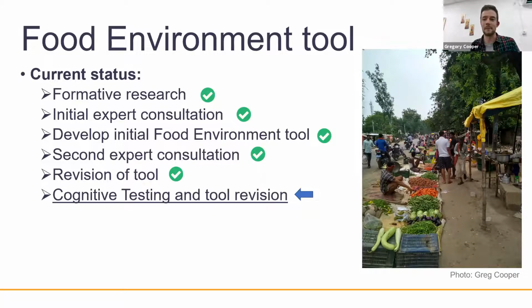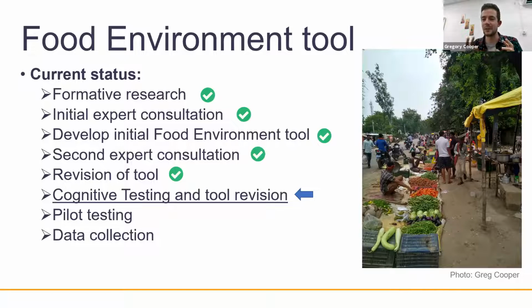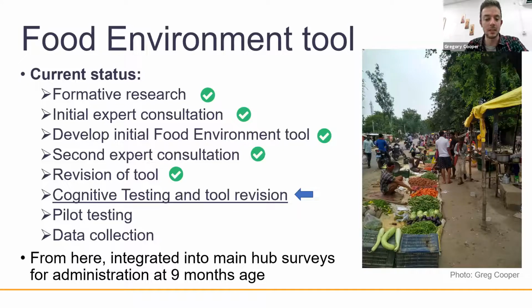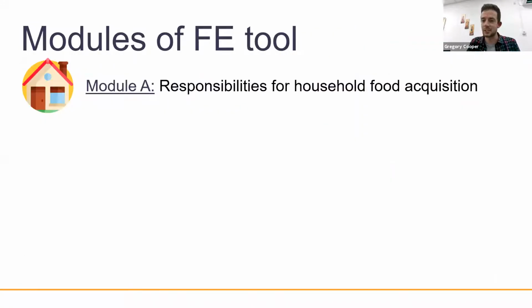So before the Hyderabad team and also the Indonesian team, who are working on this at the same time, started their field work, we had a version of the food environment tool which we were pretty happy with, but of course it hadn't been field tested. So this is where we are currently. The next stages are then pilot testing, actually collecting data around food environments, and then incorporating it into the main hub surveys. And I should just say, I forgot to mention at the start, if you have any questions, please feel free to post them in the Q&A box.